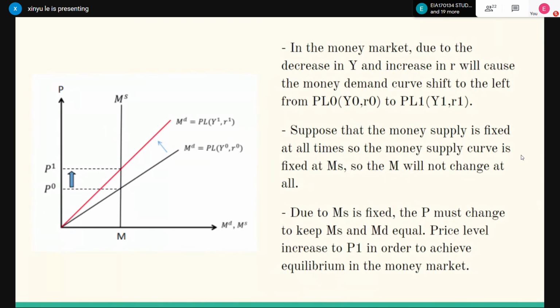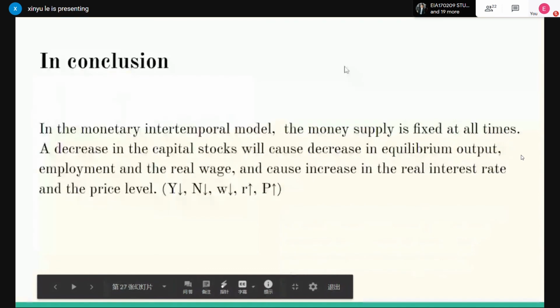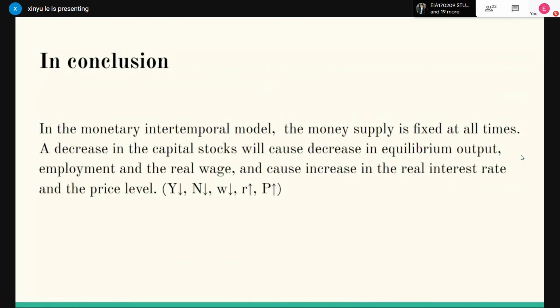Because the money supply is fixed, the price must change to keep money supply and money demand equal. Price level increases to P. So in conclusion, the monetary intertemporal model will cause changes in equilibrium output, employment, and real wage, and cause an increase in the real interest rate and the price level. I will pass to my friend.